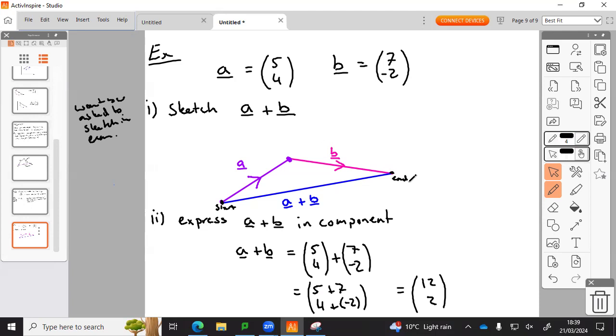We're going up vertically 4 units for A, and then we're coming back down 2 units for B. So again, we are overall going up, but just up 2. So it makes sense. In component form, vector A plus vector B equals 12 over 2. That describes the shortest route from start to finish.